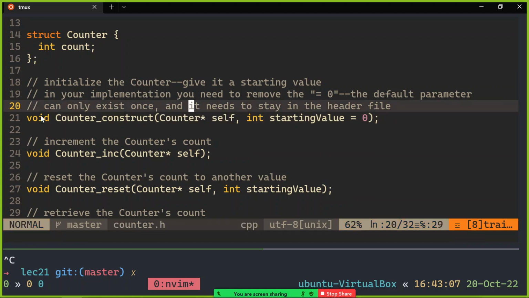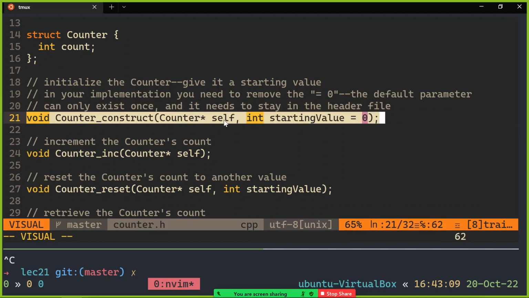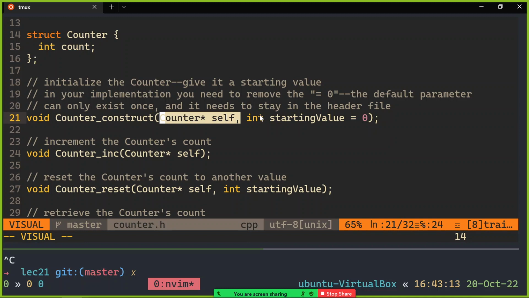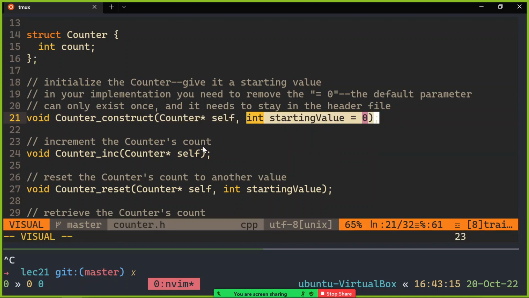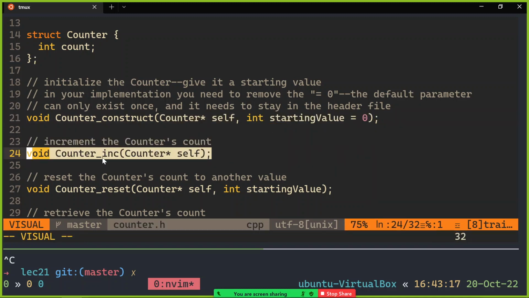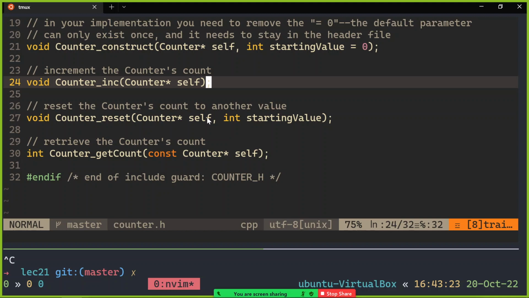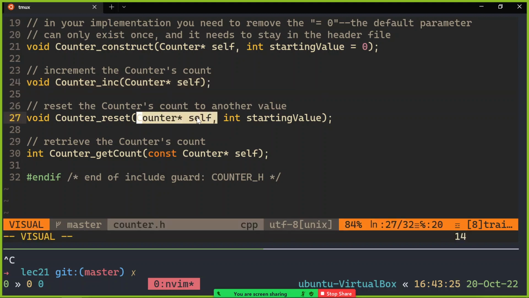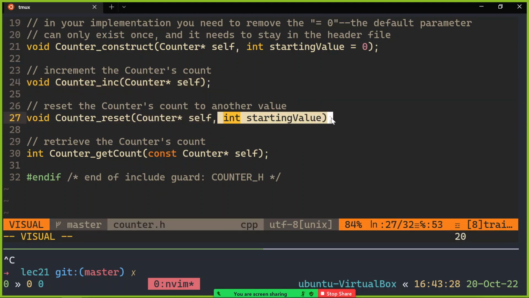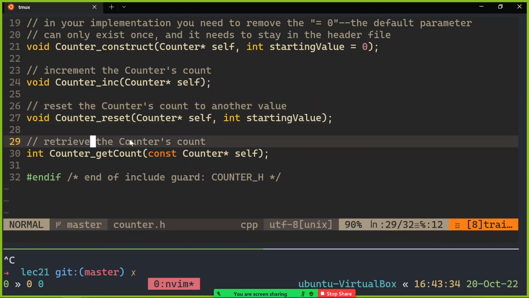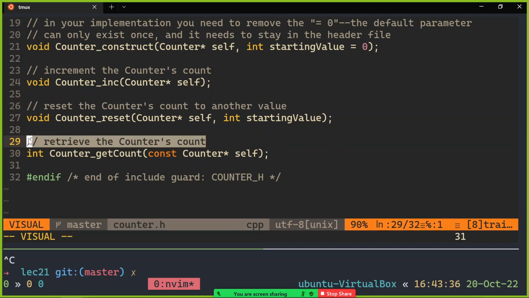All right? So here's a function that's supposed to be a constructor for a counter class. It takes the pointer to the object and a starting value. Here's an increment method, but it's really just a function. It takes a pointer to the counter you'd like to modify and increment its count. Okay? Reset takes a pointer to the object you'd like to modify, and gives it a new value. I guess this could be called some other value, starting value, new value, something like that, but that's fine. And then finally, retrieve the counter's count.